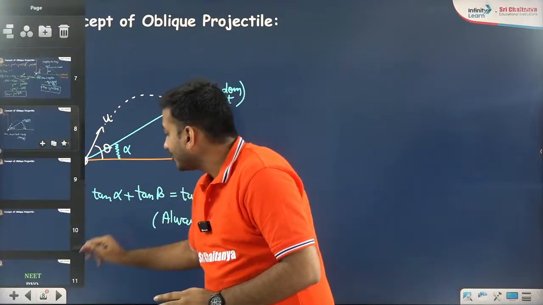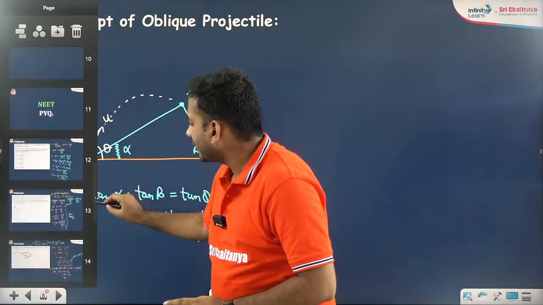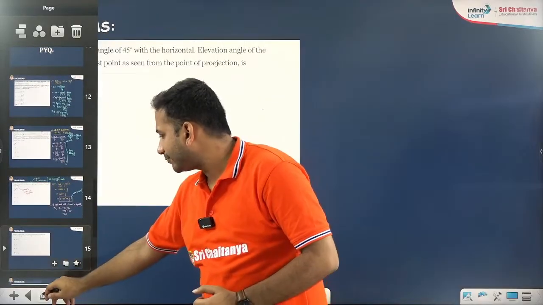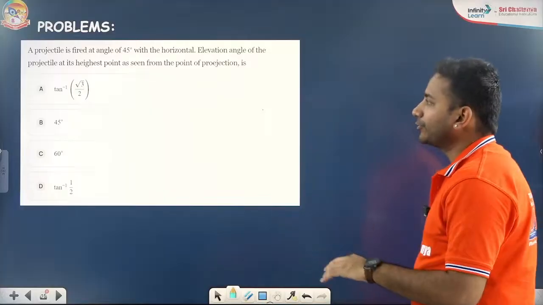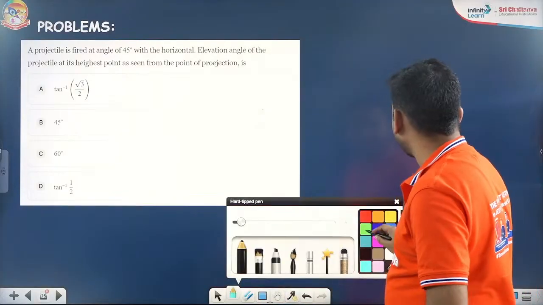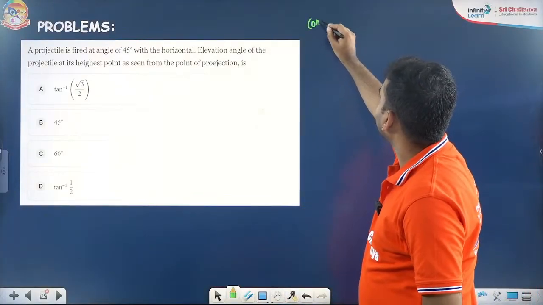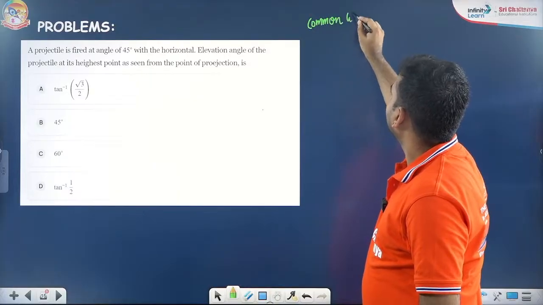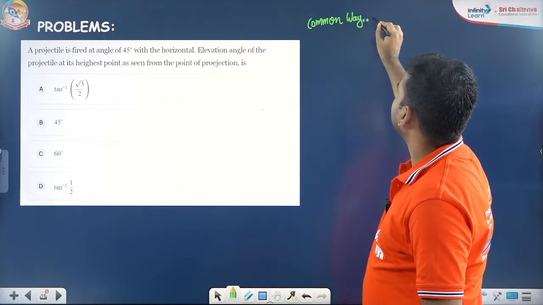So let me come here now. Let us do this problem with the property and without the property. So first of all, the common way of doing this problem.